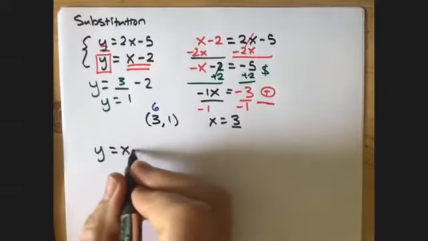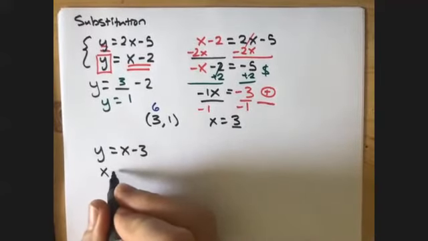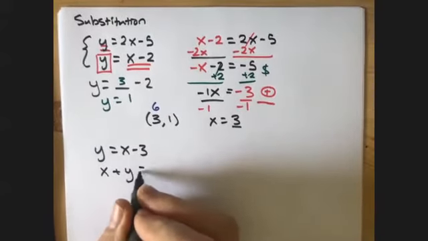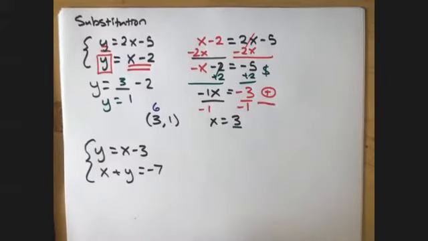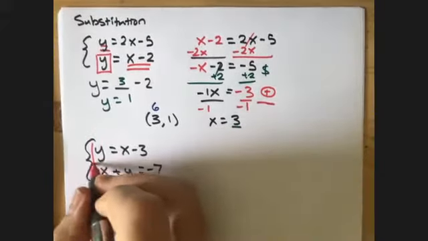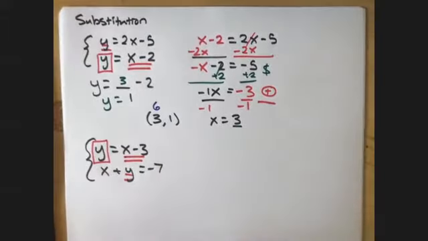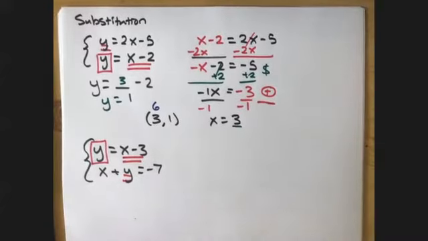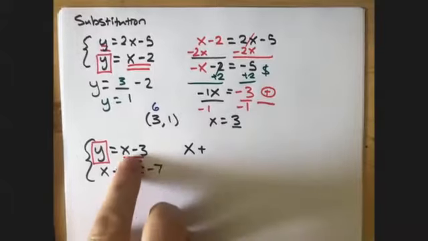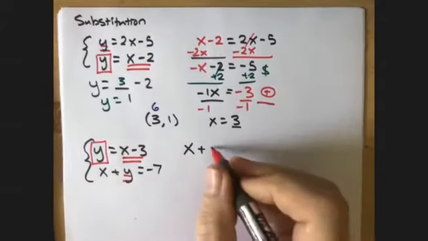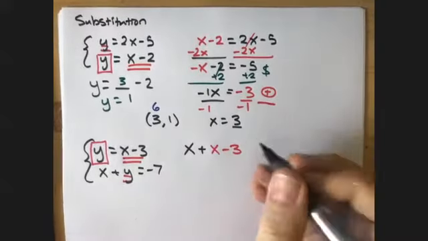Y equals x minus 3. I have an isolated variable, but in the other equation, it's not isolated, which tells me what I need to do. Here it is in the other equation. I'm going to replace this with that. So I start by writing this: x plus, what is y? Oh, it's x minus 3. What does that equal? It equals negative 7.